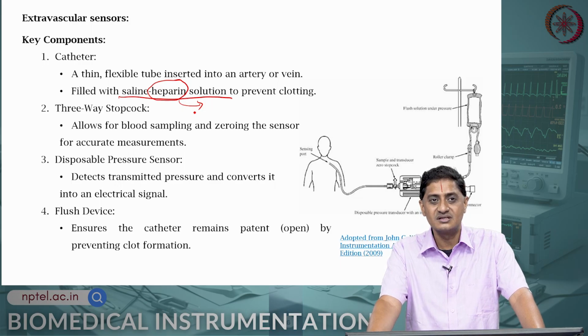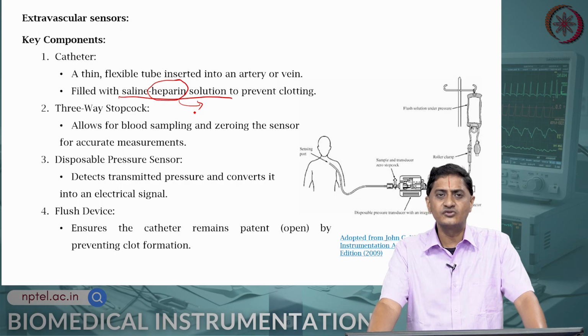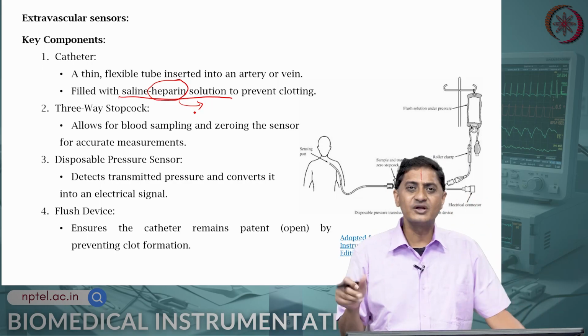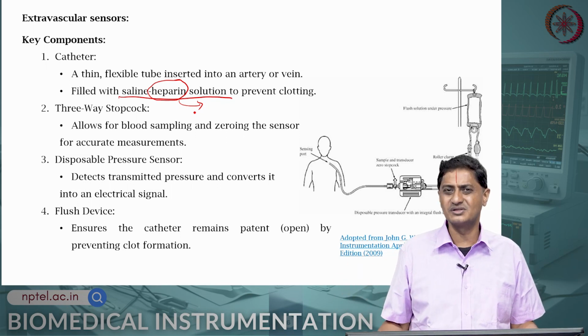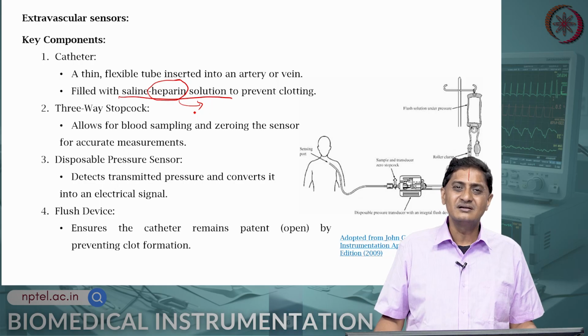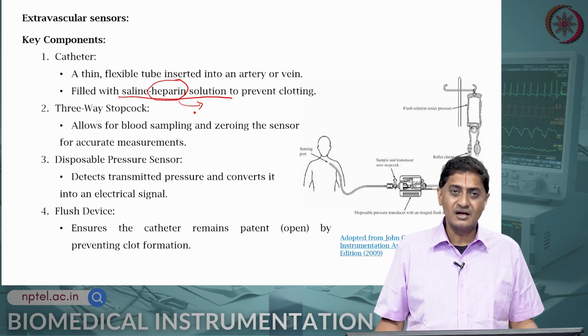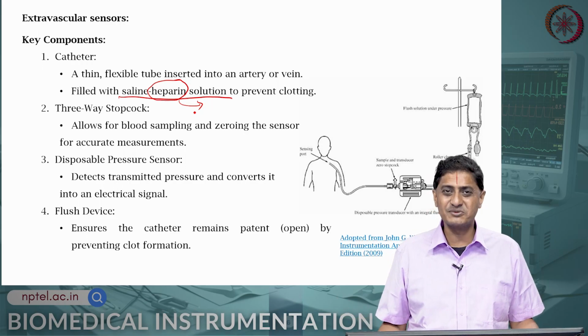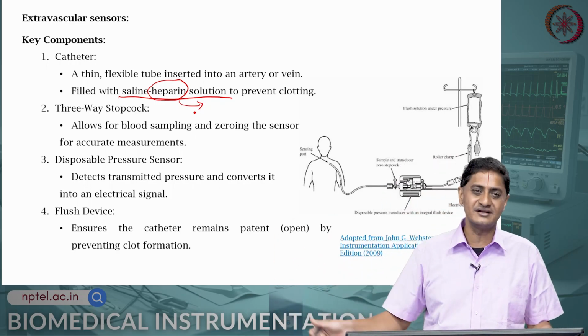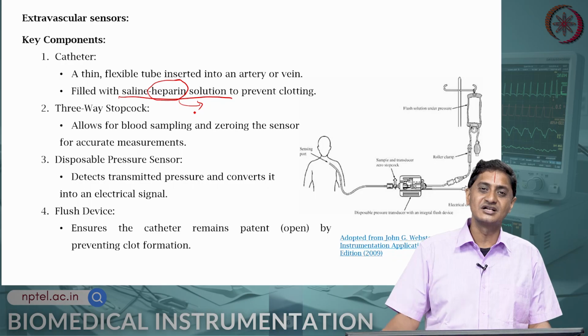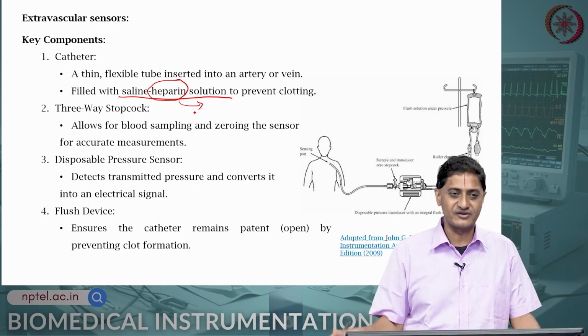So, heparin solution is used along with saline in the catheter, and there is a three-way stopcock that allows for sampling of the blood and frequent zeroing of the sensors for accurate measurement. It turns out that every once in a while you will have to zero that, otherwise there will be a drift in that. And you can use a disposable pressure sensor at the tip. This pressure sensor detects the transmitted pressure at the extravascular end, at the outside end, and converts it into an electrical signal which we can then read and then display, for example.